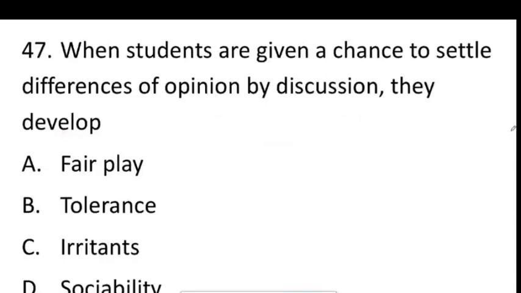Number 47, when students are given a chance to settle differences of opinion by discussion, they develop what? Is it A, fair play, B, tolerance, C, irritants, D, sociability? If you give them a chance to settle differences of opinion by discussion, then you give them a chance to develop tolerance. Okay, so tolerance is the correct answer.